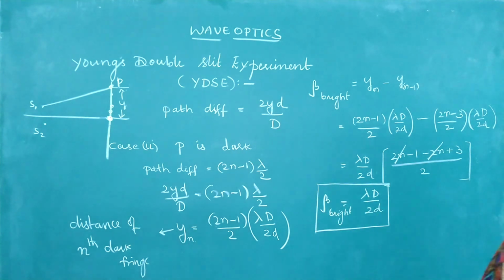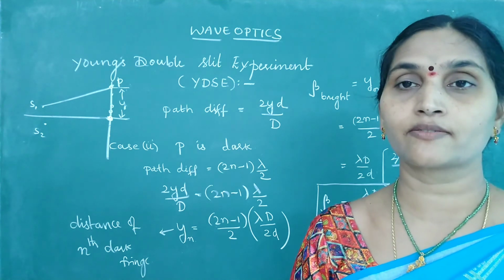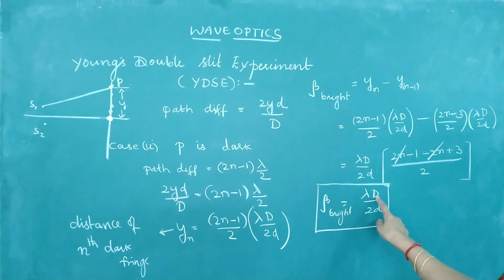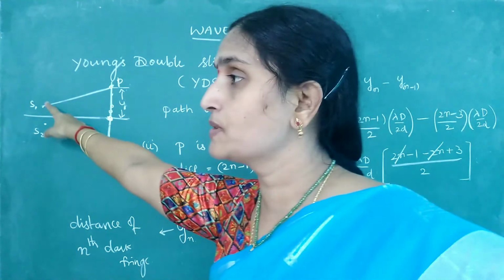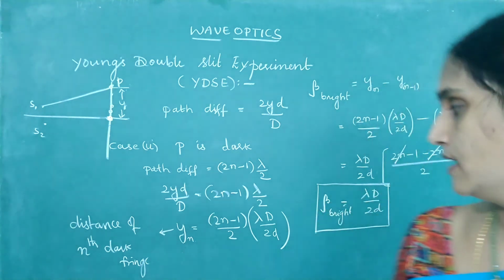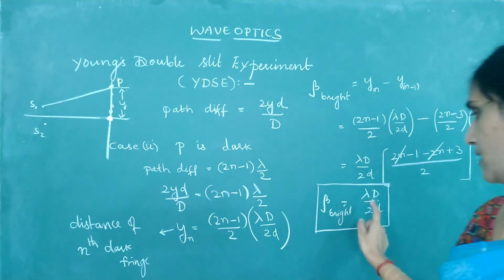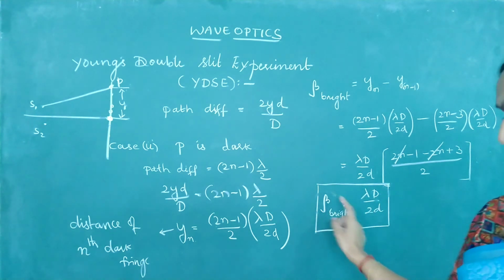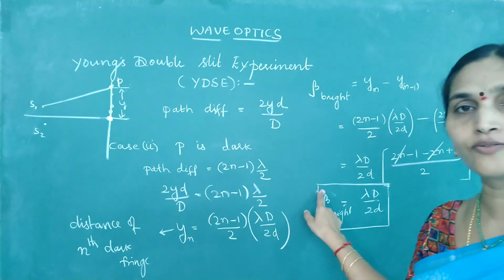Now you will understand that whatever was the width of the bright fringe, the same is the width of dark fringe. And how much is the width given by? Lambda capital D by 2d. Remember here 2d itself is the distance between the two coherent sources. And capital D is the distance between the slits and the screen. So larger the value of capital D, more will be your fringe width. Smaller the distance between the two slits, larger will be your fringe width.